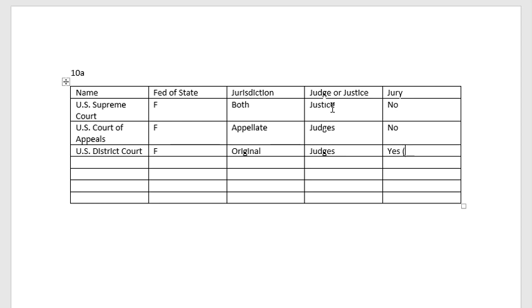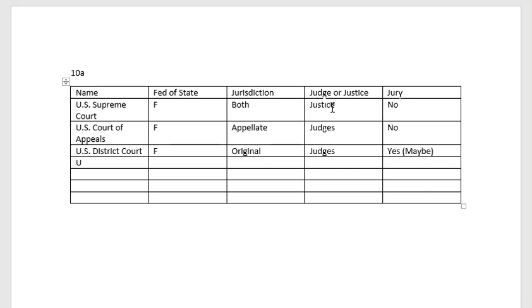Sometimes you might say maybe, because you can have a jury there, but defendants at these trials can also waive their rights to juries, so they can just be heard by a judge. But they definitely offer folks juries. All right, so those are the 3 levels of federal courts.